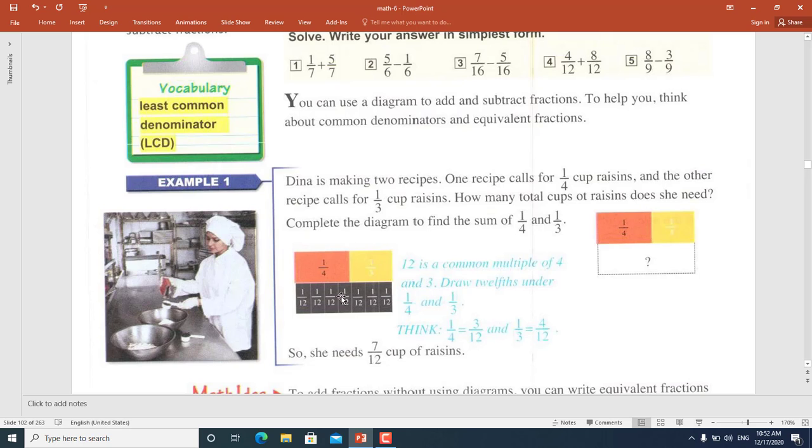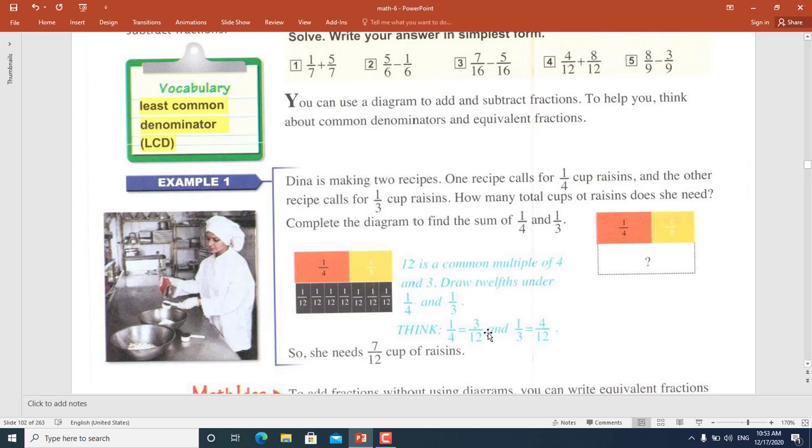How can we add them? We can make a shaded bar and divide it into 12 parts, because the common multiple of 4 and 3 is 12. After that, for 1 over 4 we put 12 as the denominator, and 4 multiplied by which number gives 12? It is 3. So on top we write 3. For 1 over 3, we write 12 as the common denominator, and 3 multiplied by which number gives 12? It is 4. So on top we write 4.